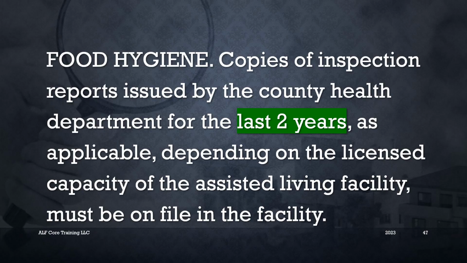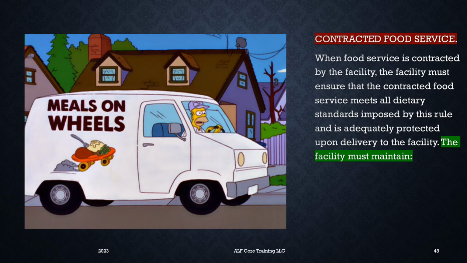Food hygiene. Copies of inspection reports issued by the County Health Department for the last 2 years, as applicable depending on the license capacity of the assisted living facility, must be on file in the facility. When food service is contracted, the facility must ensure that the contracted food service meets all dietary standards imposed by this rule and is adequately protected upon delivery to the facility.